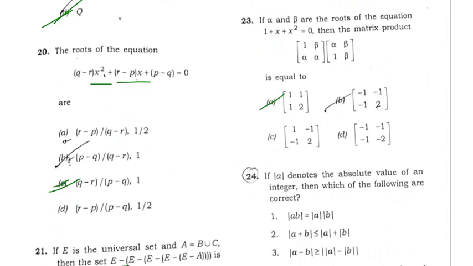If alpha and beta are the roots of the equation 1 plus x square equal to 0, then the matrix product... solve this question and you will get the answer. So A will be suitable for that, 1 1 1 2. Okay.